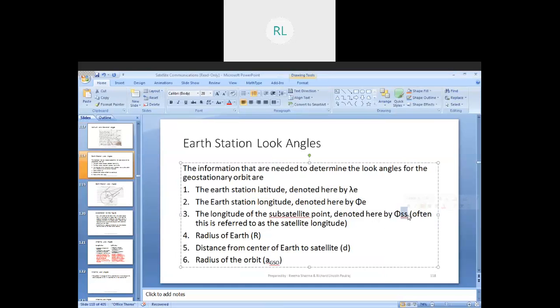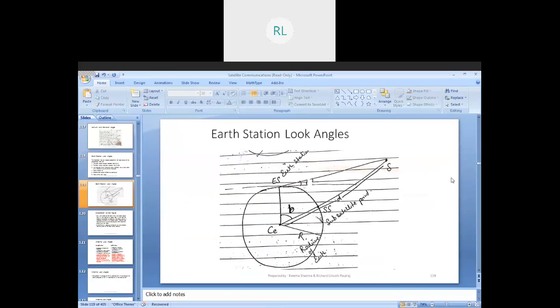Next, if I use something called ss, that becomes your sub satellite point. And r, there's no confusion, radius of the earth, and d is the distance, and a is for geostationary orbit's radius. Now all those points which I told are actually summed up in this diagram.